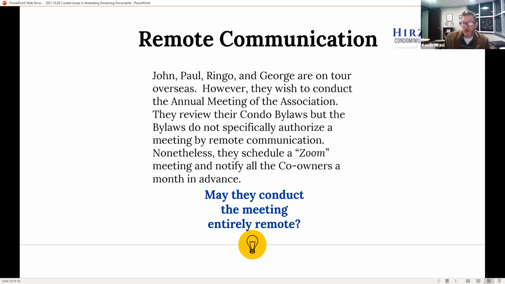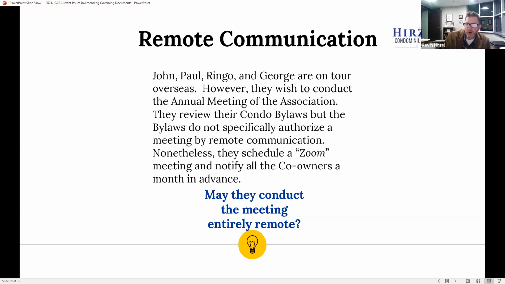They take a look at their condo bylaws, having learned their lesson from the action without meeting experience, but they review the bylaws, and the bylaws do not specifically authorize meeting by remote communication. But although they reviewed them, they didn't exactly learn their lesson. Nonetheless, they schedule a Zoom meeting. They notify all co-owners in advance. They tell everybody how to conduct it by Zoom, and they go ahead with the Zoom meeting.